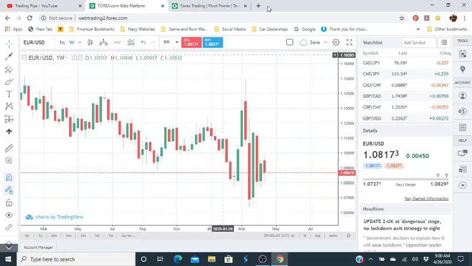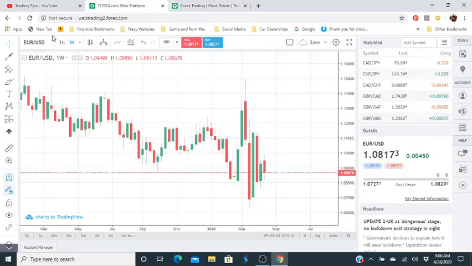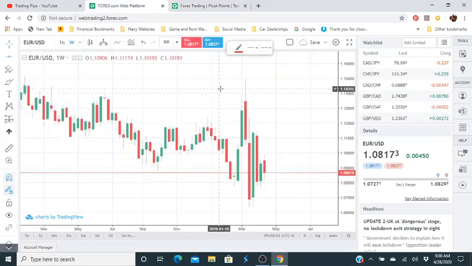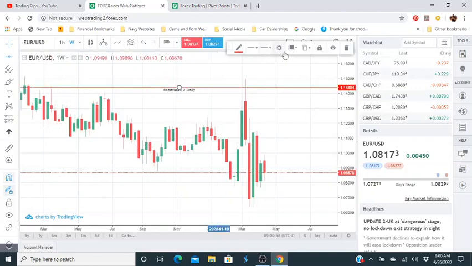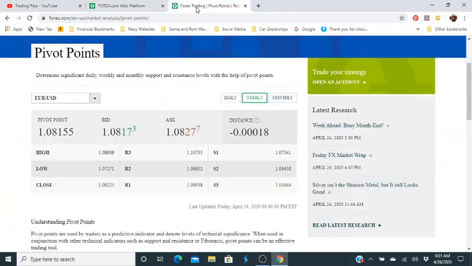Boom, clear chart. And we could do the same exact thing. We can go to weekly. We can say, all right, we're going to go resistance 3 at 110.735. Click back on hours, and we could do the same thing on horizontal line, and go to settings. I can't remember the number, it was 110.735.